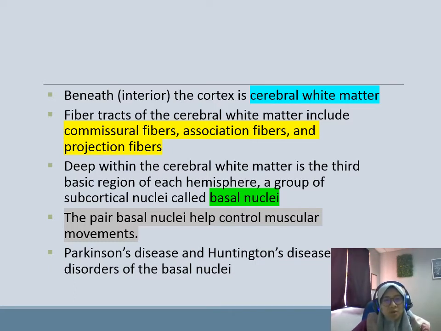The function of the basal nuclei is to control muscular movements. This is where Parkinson's disease and Huntington's disease come from, these two diseases are similar. This is a movement disorder. You know Parkinson's disease, where the hands cannot be controlled. Because the basal nuclei area has dysfunction, malfunction, meaning it cannot function properly. That's why he or she gets Parkinson's disease.